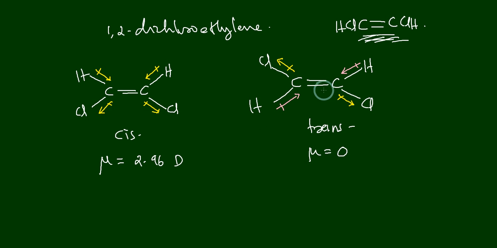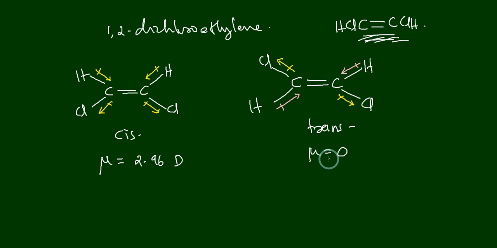The CCl dipole moment and the other CCl dipole moment, added as vectors, will cancel, and the CH dipole moments are in the opposite direction and also cancel. So the net dipole moment will be equal to zero.